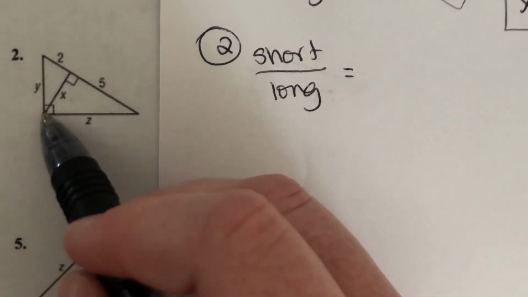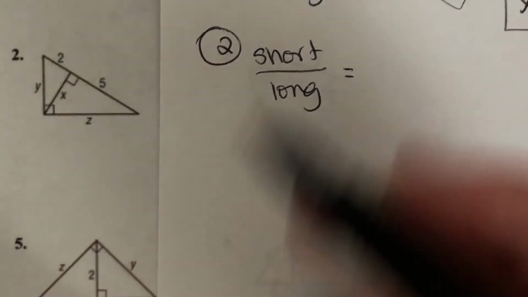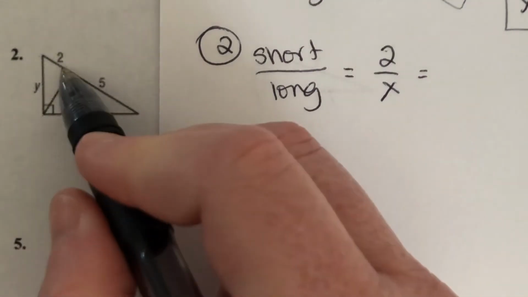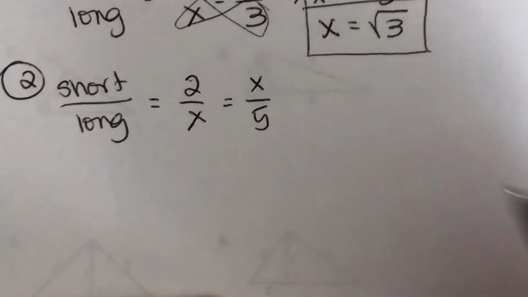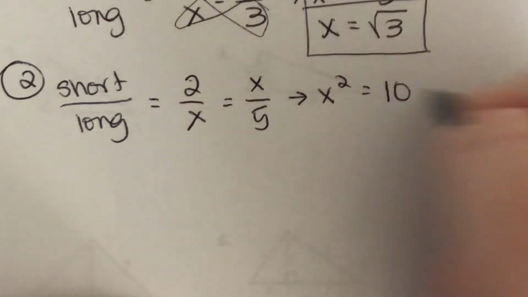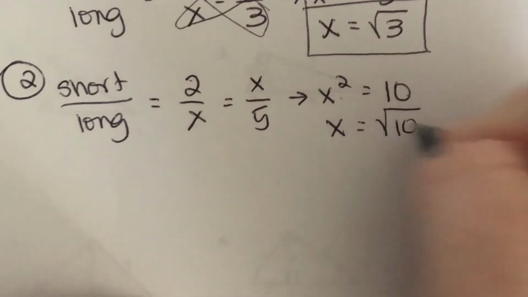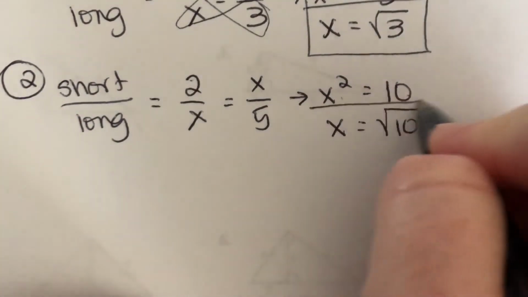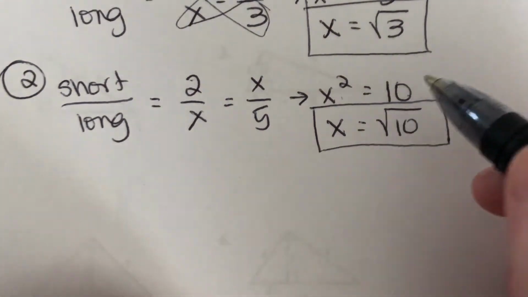Okay, short over long. So it's the long leg of this first guy. So the short leg is 2, the long leg is X. And of this big guy, the short leg is X, the long leg is 5. Right? And then I can do my math to solve from there. So I cross multiply, and I get X squared equals 10. Take the square root of both sides, and X equals the square root of 10. I can't simplify it because it comes from 2 and 5, and they're both prime numbers. So I'm done. If one of my factors was a perfect square, then I could simplify, but they're not, so I'm done.